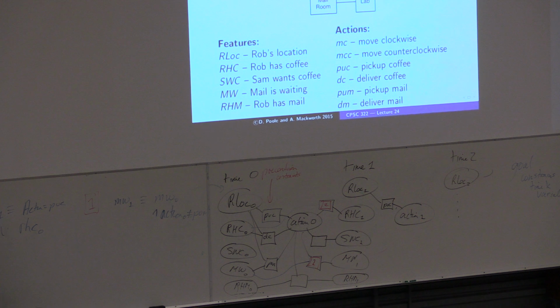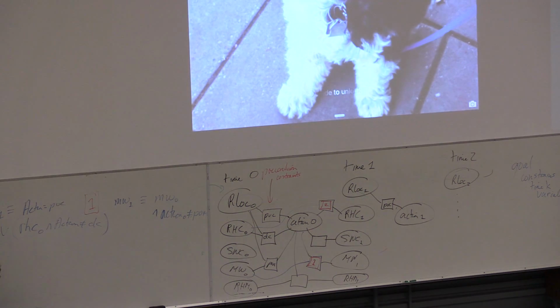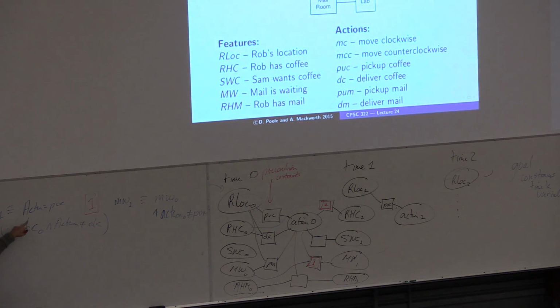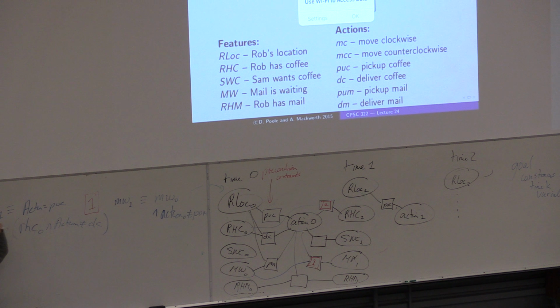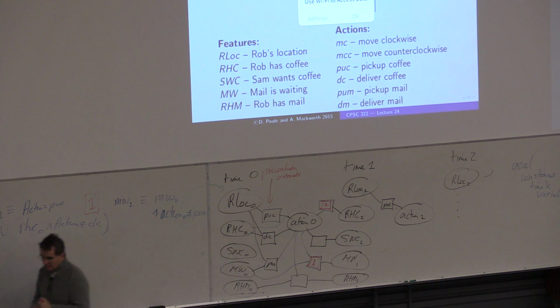Is that right? Is this correct? And the action is not deliver coffee. Yeah. Well, the action can't be pick up coffee if the robot had coffee. Yeah, that's handled by these precondition constraints. So we sort of separated them out to make things easier.